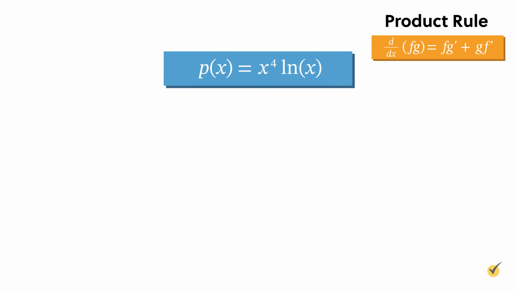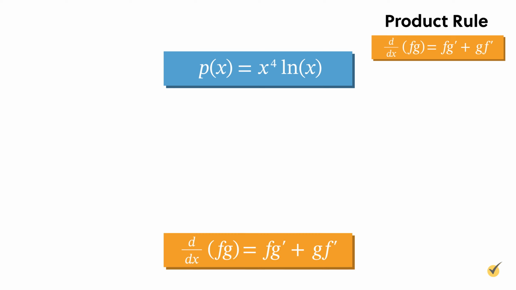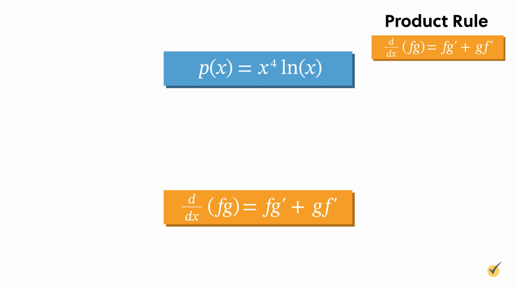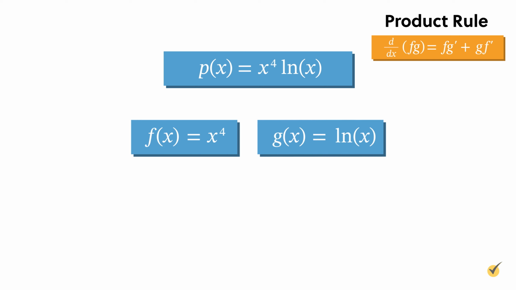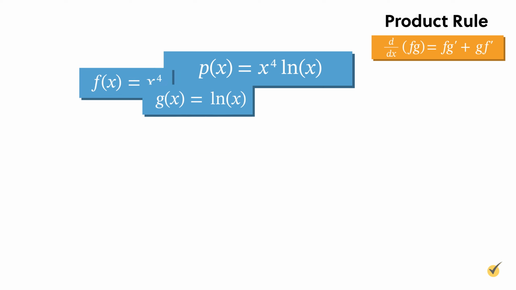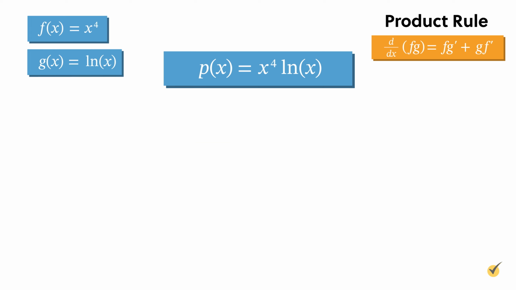Take a look at the function p of x equals x to the fourth power times the natural log of x. To find the derivative of this function, remember that the product rule says that the derivative of f times g is f times g prime plus g times f prime. In this case, f is equal to the first function, x to the fourth power, and g is equal to the second function, which is the natural log of x. We need to write down f times g prime. In this case, that will be x to the fourth times 1 over x, since the derivative of the natural log of x is 1 over x. Together, these can be reduced to x cubed.